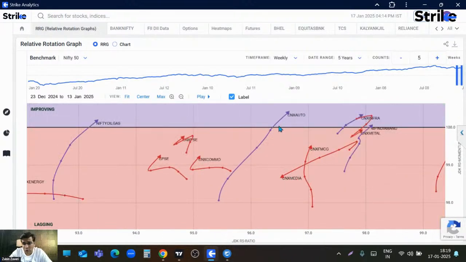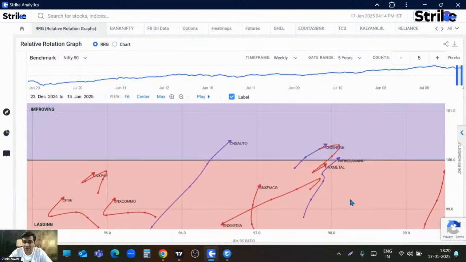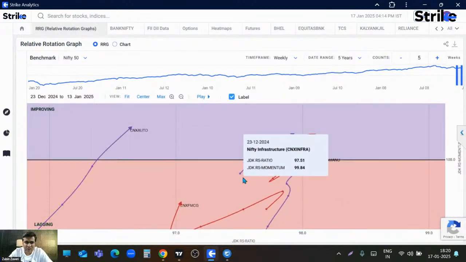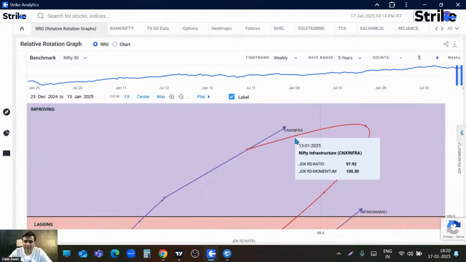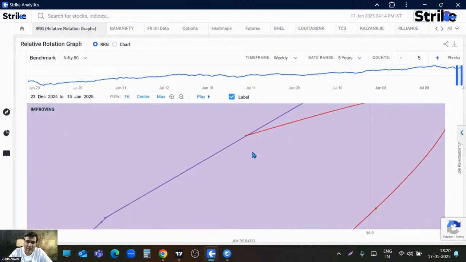Similarly, even the auto sector, which I have always said to consider as another barometer of our economy, is showing signs of momentum. This is a good sign for the market as well. All right. Similarly, infra was already over here, and a little bit more momentum is seen from here.